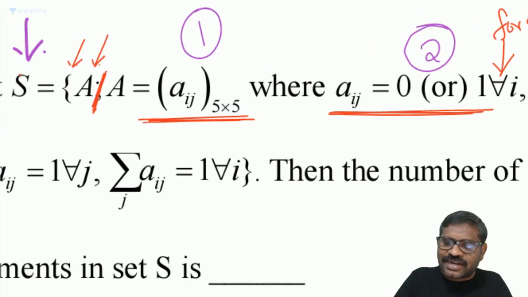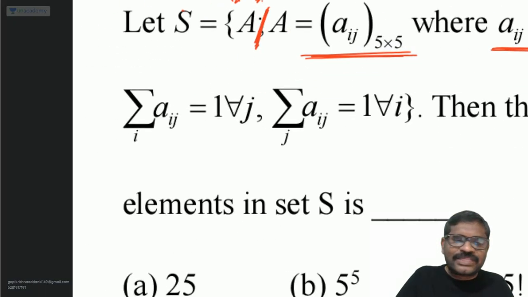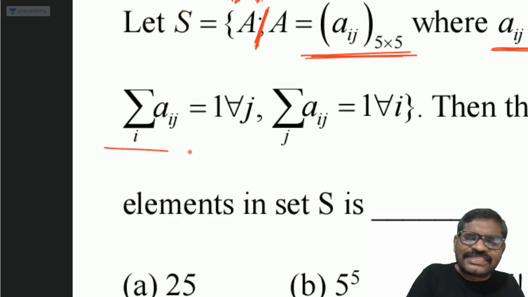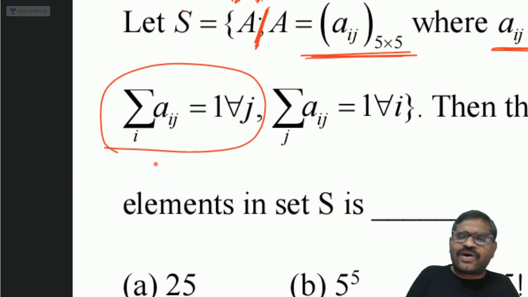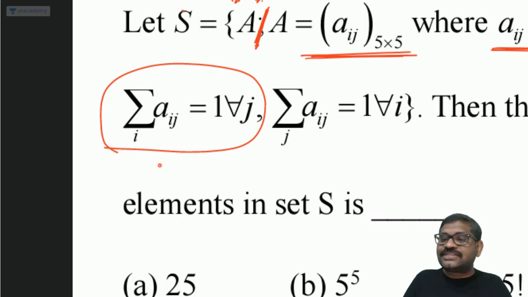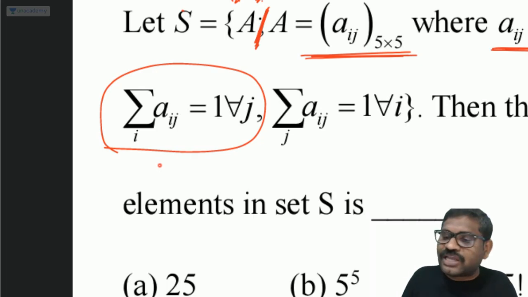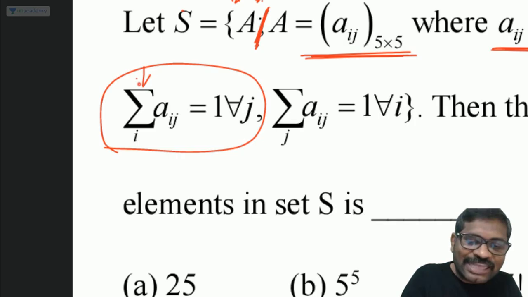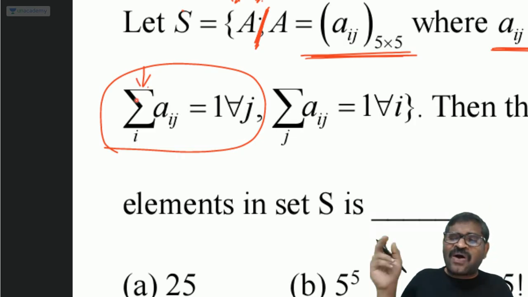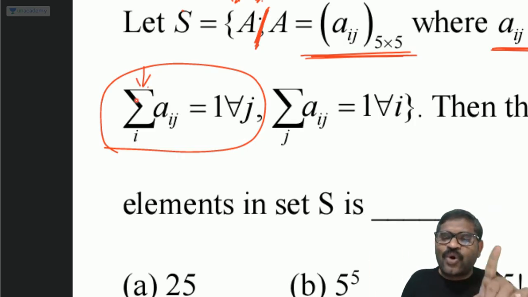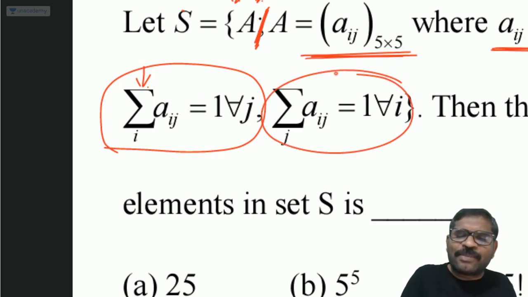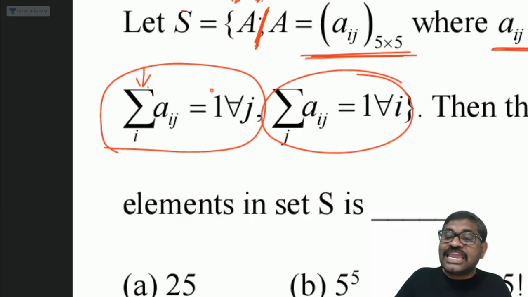There is a third condition. Come here. This is the third condition: sigma a_ij equal to 1 for all j. Sir, what does sigma a_ij equal to 1 for all j mean? Sigma represents sum. The sum of all entries in each row is equal to 1, the sum of all entries in each column is equal to 1.